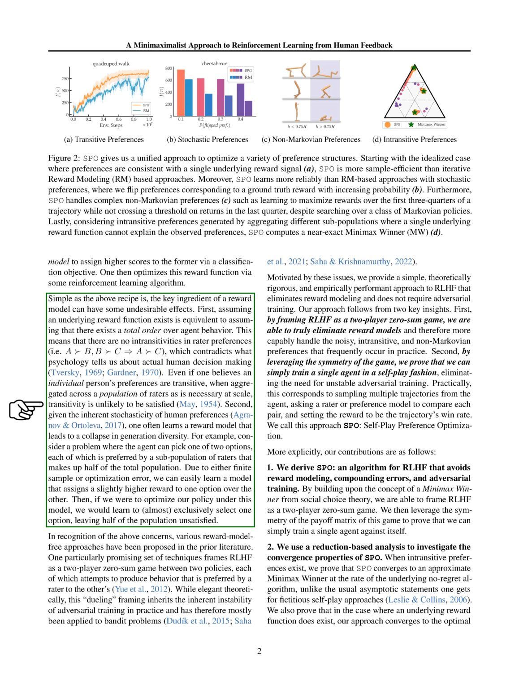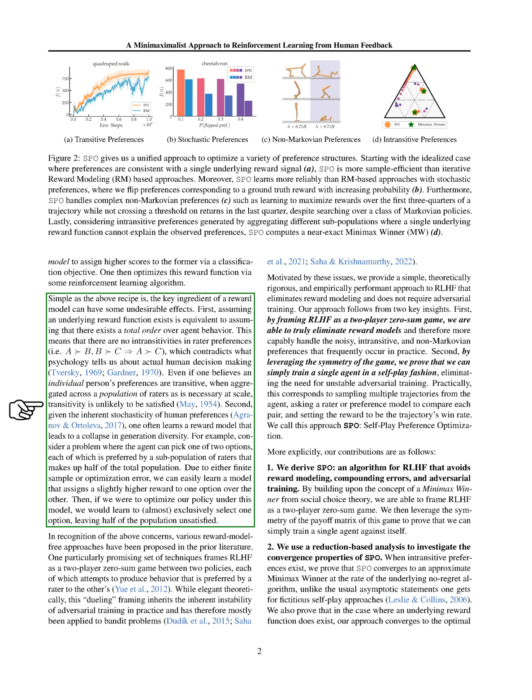For instance, it assumes that there's a total order over agent behavior, meaning that there are no inconsistencies in rater preferences. This contradicts what we know about human decision-making from psychology. Moreover, when preferences from a large group of raters are combined, it's unlikely that this total order will be maintained. Another issue is that due to the inherent randomness of human preferences, we often end up with a reward model that leads to a lack of diversity in generation.